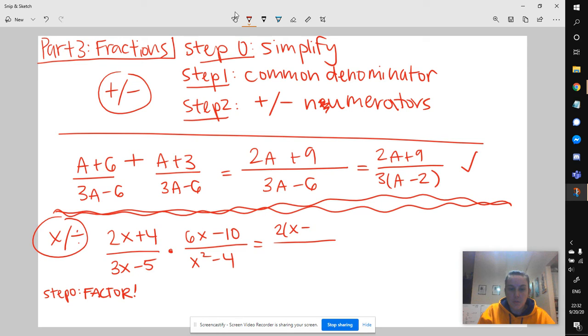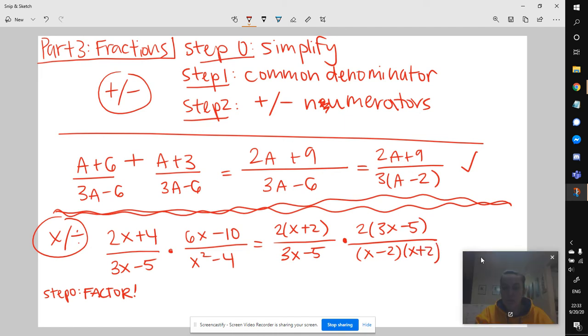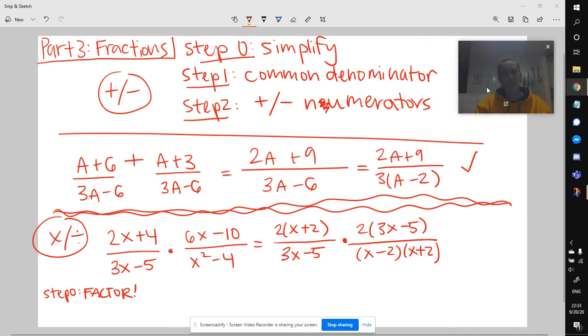You can pull a 2 out of this top one. 2x plus 4, greatest common factor is 2. This is simplified. 6x minus 10, you can pull a 2 out. And then x squared minus 4, this is x minus 2 times x plus 2. And that's something we explored in the factoring thing, so I'm kind of expecting you to know it at this point.